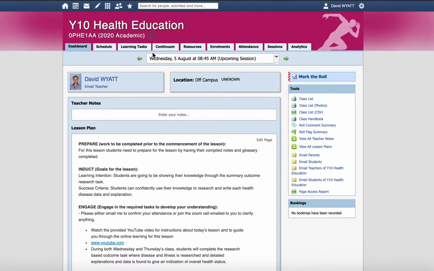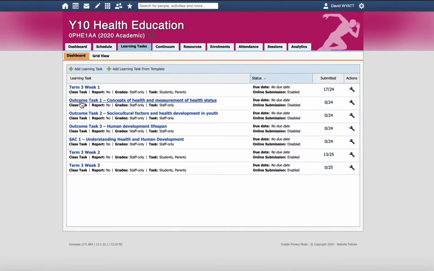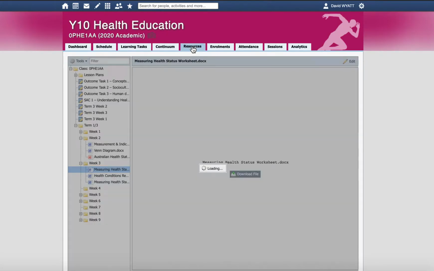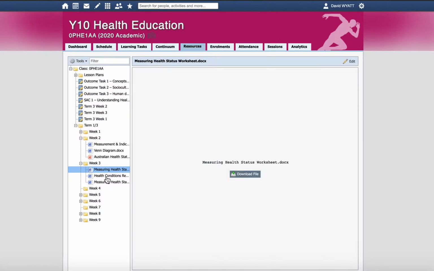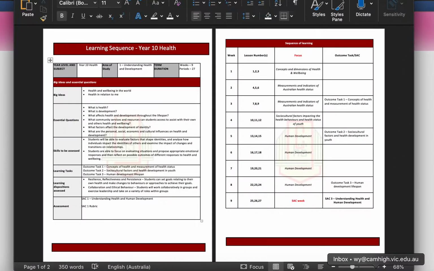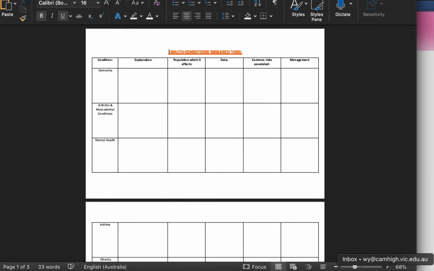So the lesson plan's up on there, and the learning task is available for you. Outcome task 1, concepts of health and measurement of health status. Over in the resources, we're under week 3, and we're now down to this one here, health conditions research task. Now, I know that we haven't used this third and final one. That is just some additional work for those people that really want it, but I'm looking for the health conditions research task. Just a very, very quick reminder that the concepts and dimensions of health and well-being and the measurements and indicators are all the knowledge that you should have when moving into this task. So here is the task.